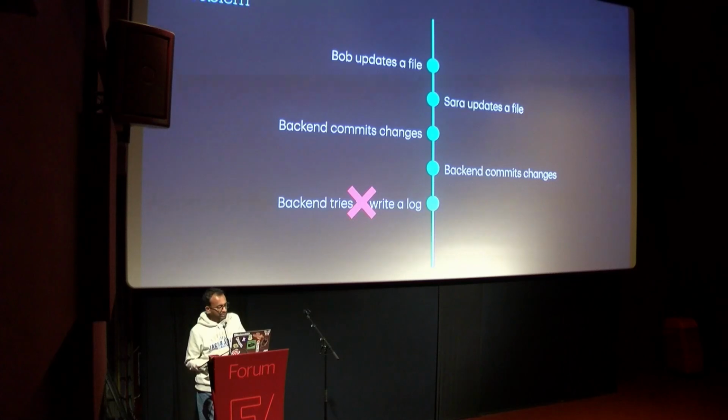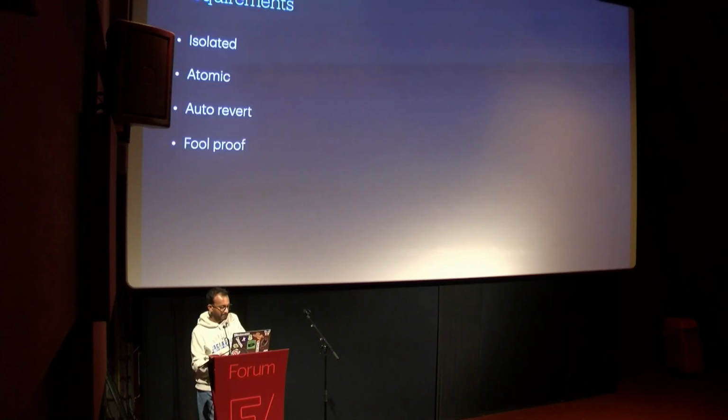The next problem occurs when you have multiple asynchronous workers working on the same repository at the same time. In this case, in between Bob's commits, Sarah also makes some changes and she commits them. And now you can't just revert the commit back because there can be conflicts there. So what we need is a way to contain transactions.